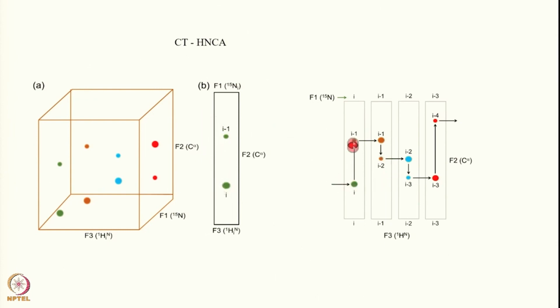Well, once we have got this, this is the sequential peak, which is the I minus 1 residue. Now obviously, at some other nitrogen chemical shift, this will become the self peak.